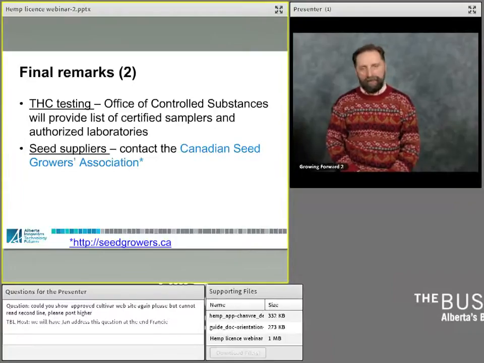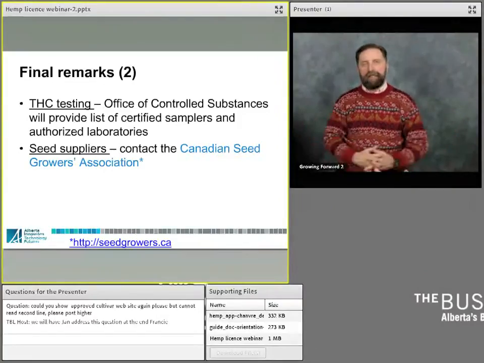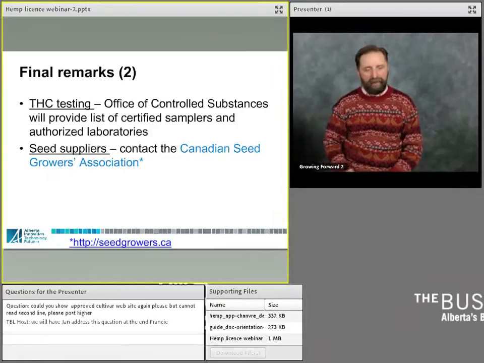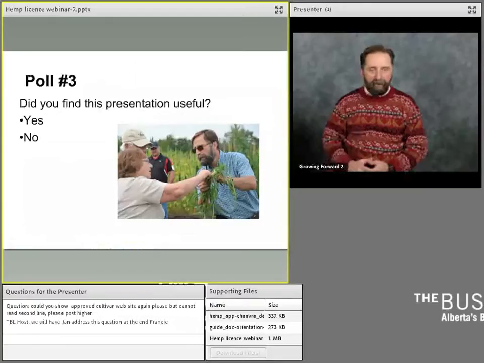The Office of Controlled Substances will provide you a list of certified samplers and authorized laboratories that you have to send your sample to. And I'm getting quite often questions regarding where to get pedigreed seeds from. A list of seed suppliers can be provided by the Canadian Seed Growers Association, and I'm also providing a link to this organization.